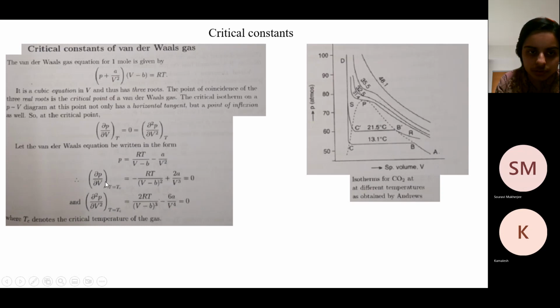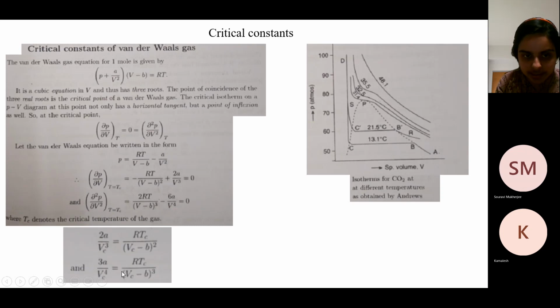And that will give you these two conditions. And then from these two conditions, you can get something like this. So when this condition is satisfied, your volume becomes the critical volume, temperature becomes the critical temperature, and pressure is the critical pressure. So now if you solve for Vc from here, you would get something like this. Then if you put the value in one of the expressions, you can get the expression for the critical temperature, and that will be something like this.